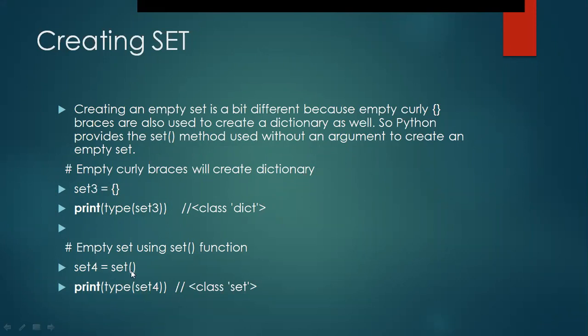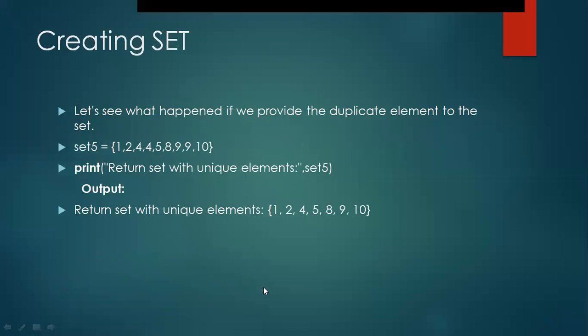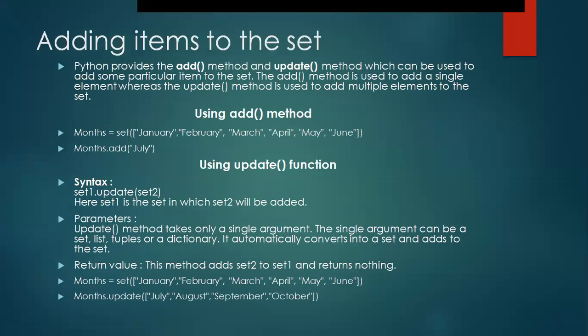So whenever you want to create an empty set, you need to use the set function. Don't write down anything within this function. Just say that set4 is set to the set function. Whenever you are using this function, the variable on the left hand side would be initialized with an empty set. So the type of that would be set. Okay.